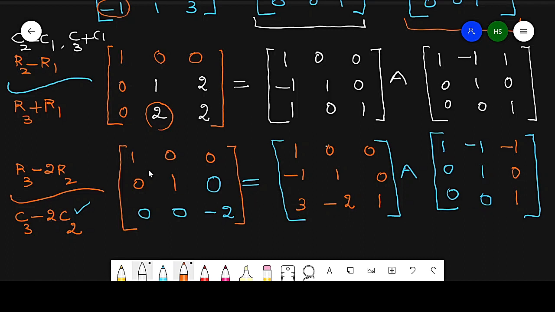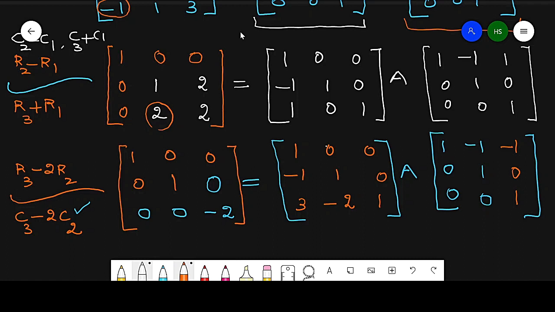I check once again: 1, 0, 0, 0, 1, 0, 0, 0, minus 2. Next is 1, 0, 0, minus 1, 1 and 0, and here I operated R3 plus R1. So R3 is here.